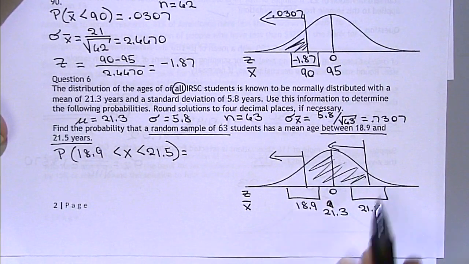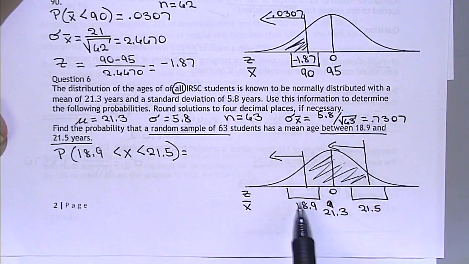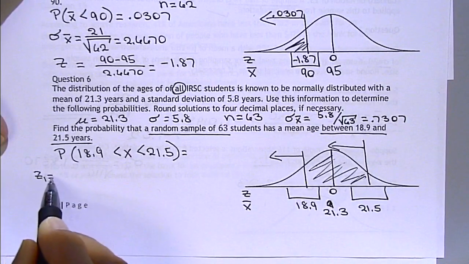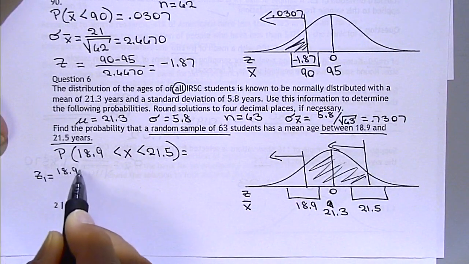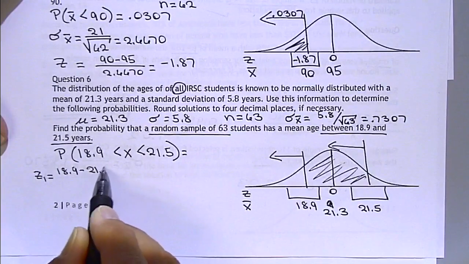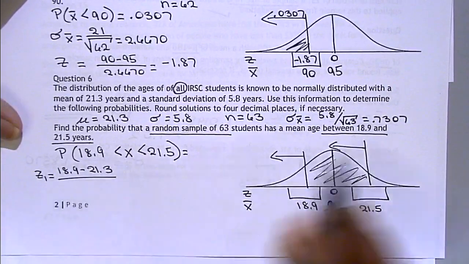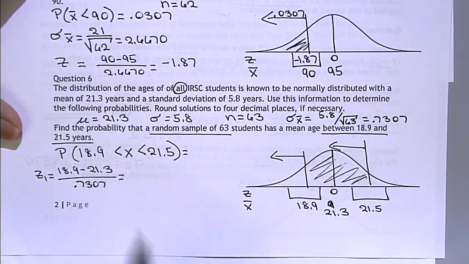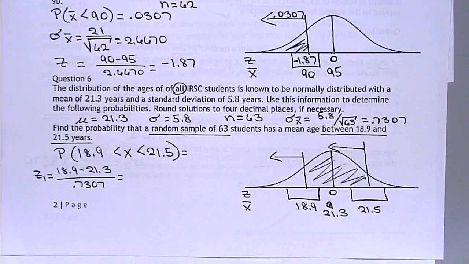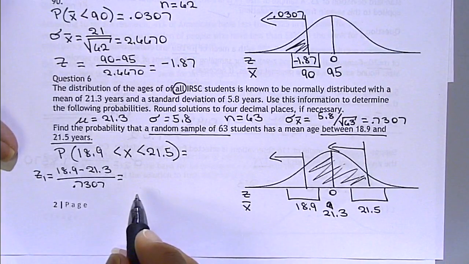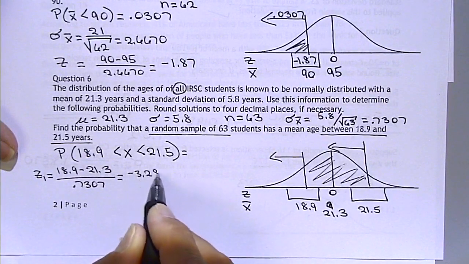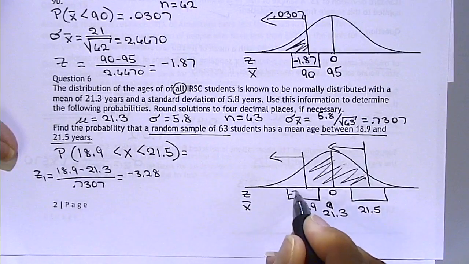All right, so I know I have to calculate the standard deviation. I did it. I know I've got two z-scores. So the first one, I take that x bar I'm interested in, I subtract the mean, and I divide it by my calculated standard deviation. This is where everybody goes wrong. They forget what they're doing. This is a sample mean problem. We've got to adjust the standard deviation. And when I do that, I came up with negative 3.28.